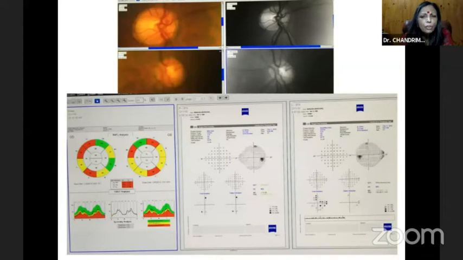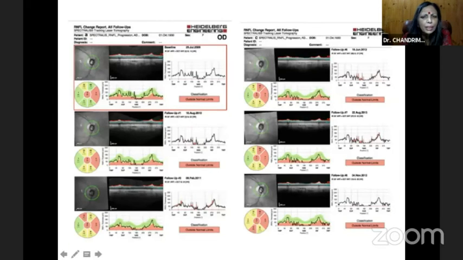This is a picture I got from the forum where you can actually view together the visual fields, the OCT, and the optic discs, and you can correlate all three and come to your diagnosis. It is rather useful in clinical practice.